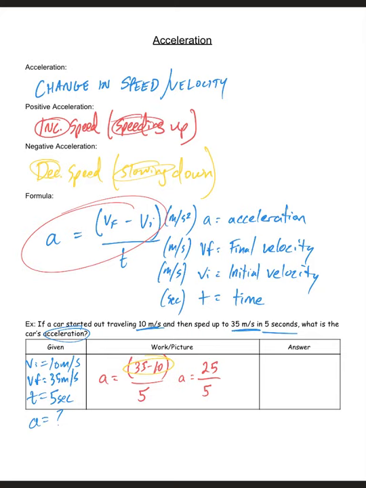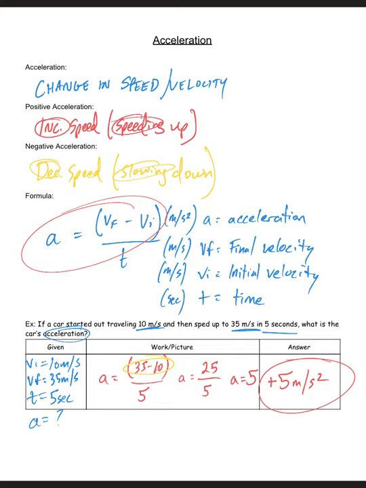So last thing to do is just divide those 2 numbers. A is going to be equal to 25 divided by 5 is 5. And so our answer is 5 meters per second squared. Now, the sign of that acceleration is really important. This is a positive 5.